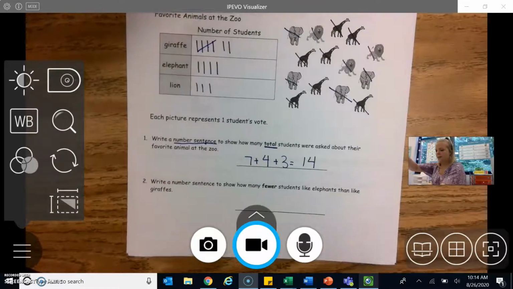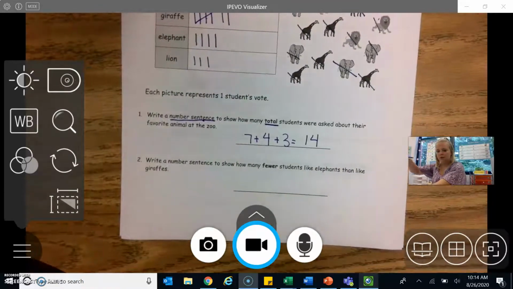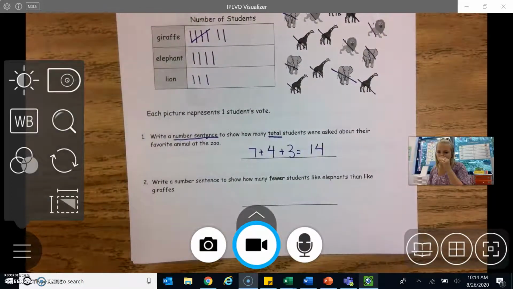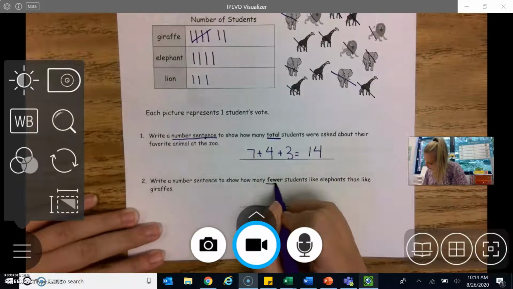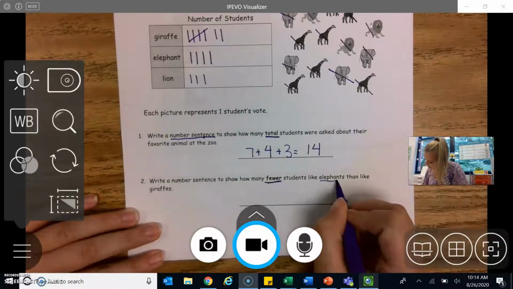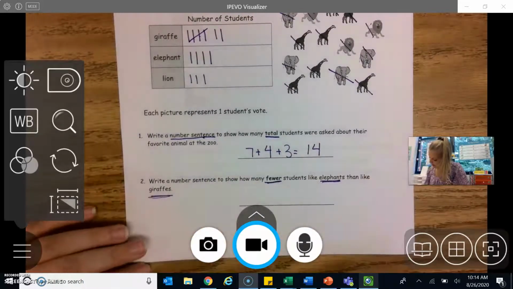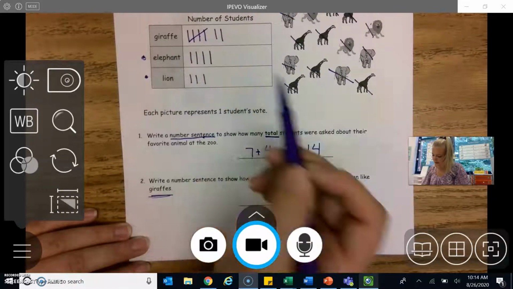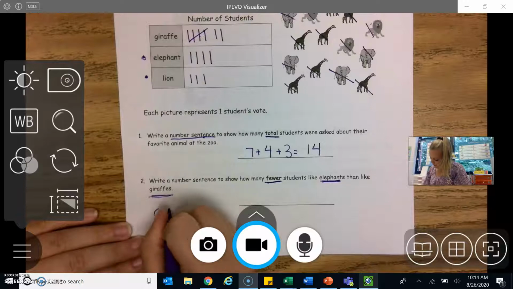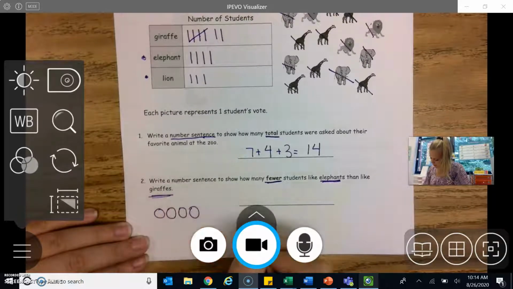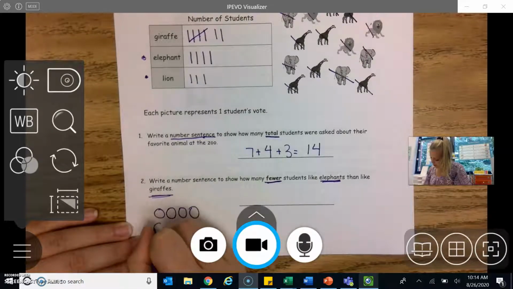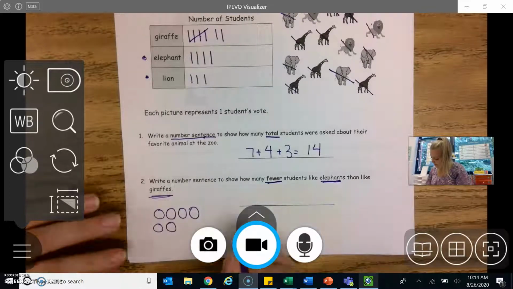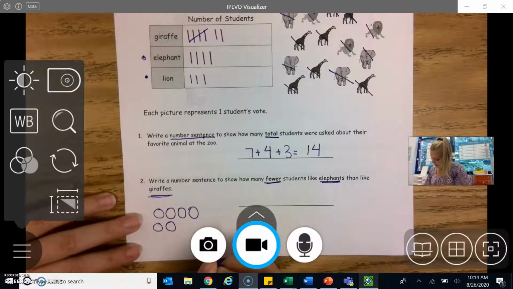Write a number sentence to show how many fewer students like elephants than giraffes. So we're going to do fewer elephants and giraffes. Okay, so elephants and giraffes. So I'm going to do some circles. For my elephants, I'm going to do 4 circles. Lion's got 2. I want to know how many fewer liked.